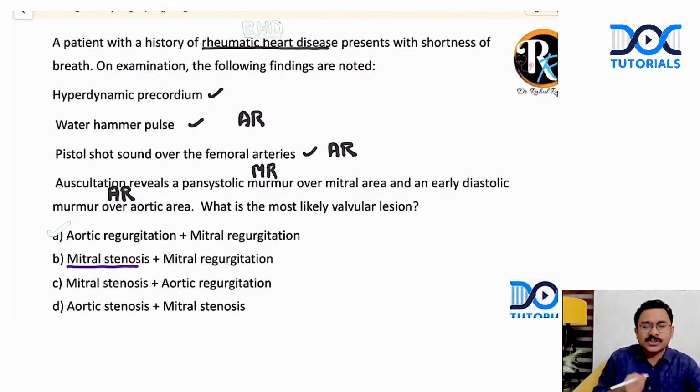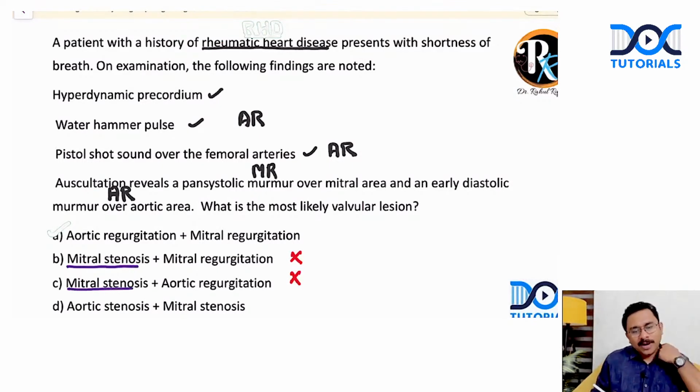Why not option B? Because in mitral stenosis, it would have been mid-diastolic murmur. So I'm ruling out option B, option C, because I am not getting any sort of mid-diastolic murmur. And why not option D, aortic stenosis? It will have mid-systolic or ejection systolic murmur, and MS will have MDM, so that also I'm eliminating, right?